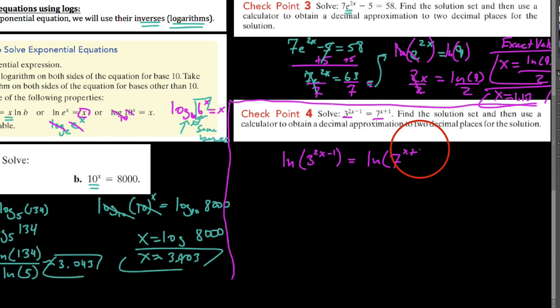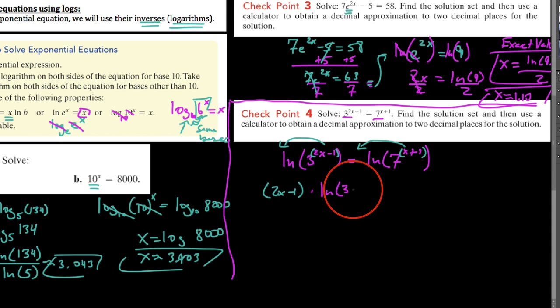So what I know about properties of logarithms is that if I'm taking the log of something to the exponent of another thing, we can pull the exponents out in front. So what we're going to end up with here is this. We get 2x minus 1 times the ln of just the 3 part. On the right side, we get x plus 1 pulled out in front times the ln of 7.